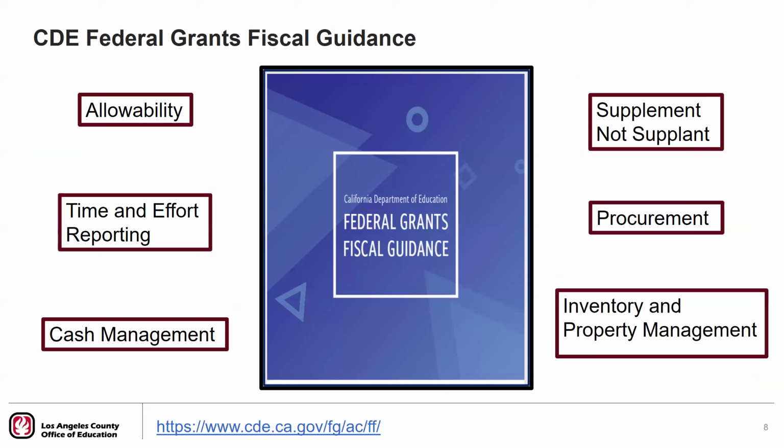One additional reference we want to share is the CDE's Federal Grants Fiscal Guidance. The CDE Federal Grants Fiscal Guidance contains information on developing policies and procedures and federal and state program and administrative requirements. Other topics here include allowability, time and effort, cash management, supplement not supplant, procurement, and inventory and property management. In addition, you'll find answers to frequently asked fiscal and programmatic questions in this document. You can download this from the CDE Federal Fiscal Guidance webpage.